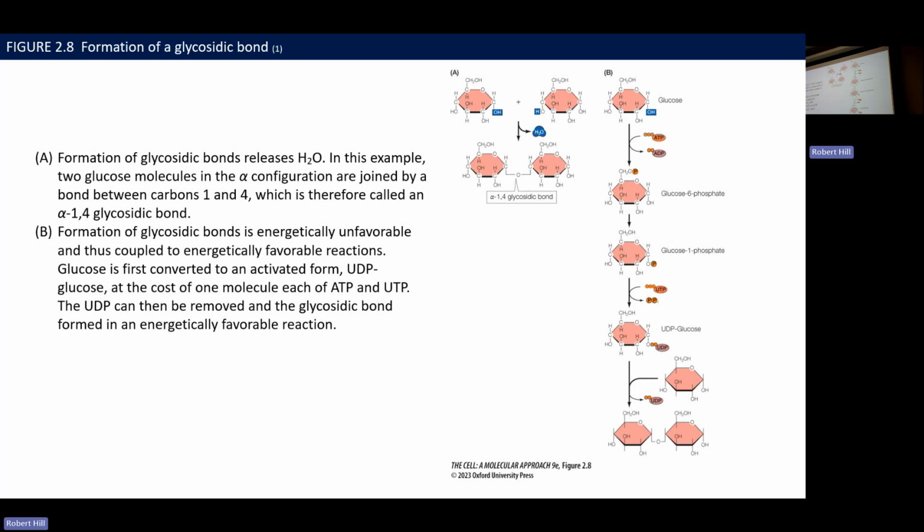Okay, so a good example. You're going to see this as we go through pretty much all the macromolecules. Doing dehydration synthesis is a process that is energetically unfavorable, and there needs to be some way to overcome that.